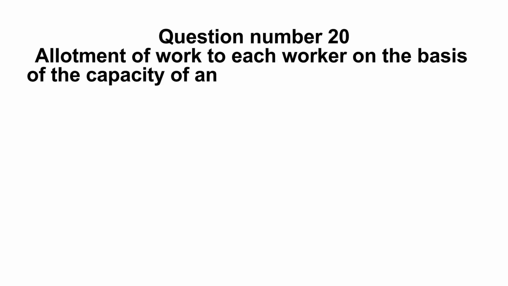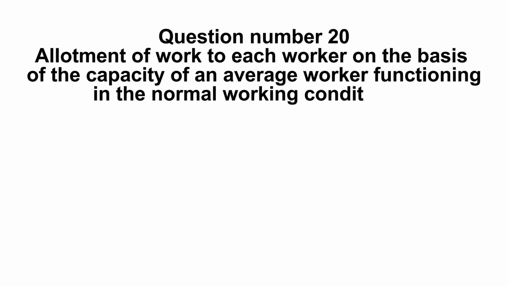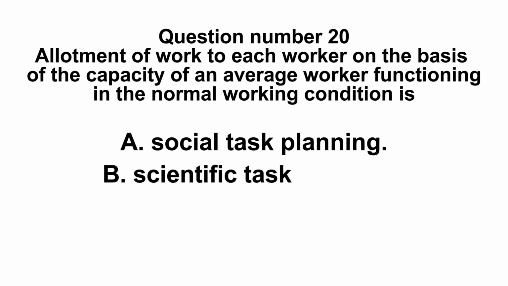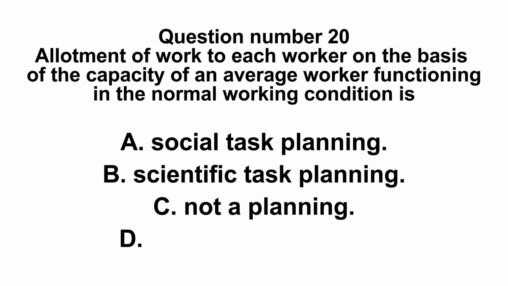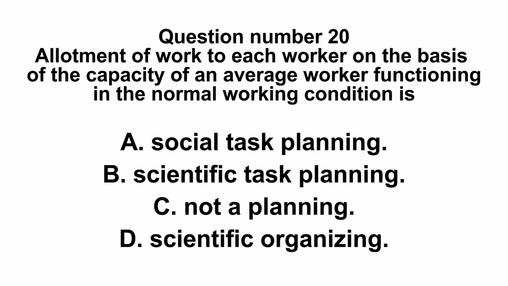Question number 20. Allotment of work to each worker on the basis of the capacity of an average worker functioning in the normal working condition is A. Social task planning. B. Scientific task planning. C. Nada planning. D. Scientific organizing. And the correct answer is B.